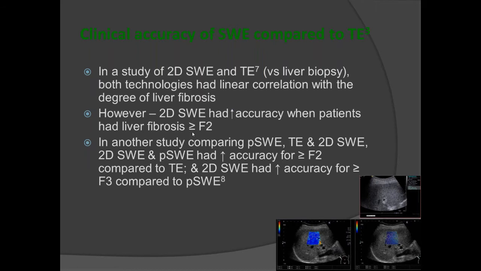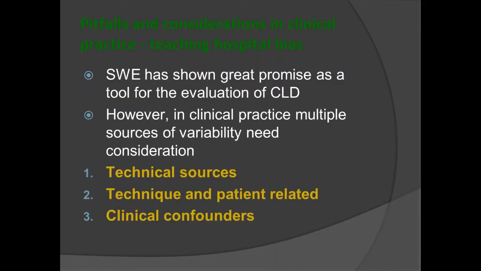So when you look at our gold standard compared to shear wave, many studies have shown that we are actually better when it comes to diagnosing stages of fibrosis equal to or above F2. So for F2, F3 and F4, we are better than the blind technique. Not only that, but when you use the 2D shear wave, which is what we use on both of our vendors and in particular Toshiba, we have increased accuracy compared to the point shear wave for F3 and above.